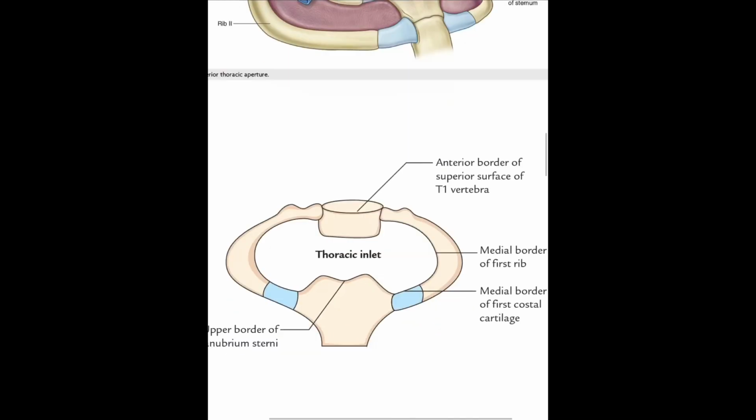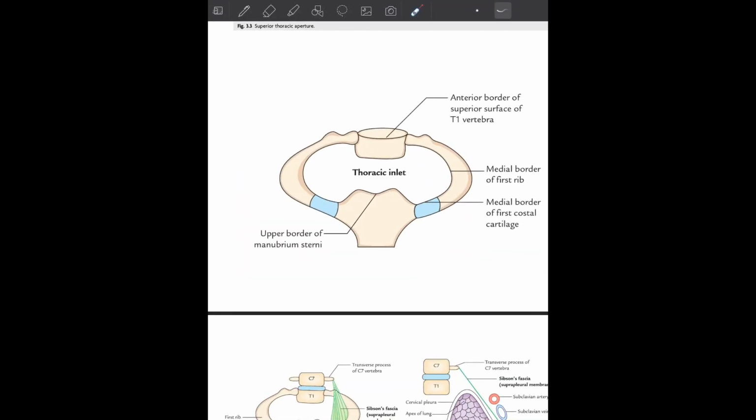The boundaries of the thoracic inlet: anteriorly by superior or upper border of manubrium sterni, and posteriorly anterior border of superior surface of the body of thoracic one vertebra, and laterally on each side by medial border of first rib and its cartilage. The thoracic inlet resembles reniform or kidney shape. It looks like this, kidney shape.